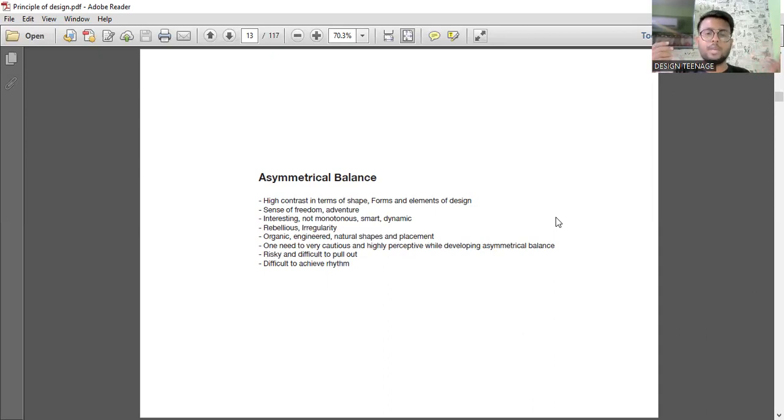Risky and difficult to pull out, very natural again, like, if it is hard to be built, if there is a caution thing. Walking in place, definitely it will be risky and difficult to achieve rhythm. Again, this is also very natural.